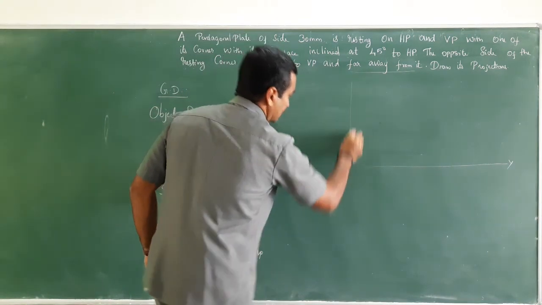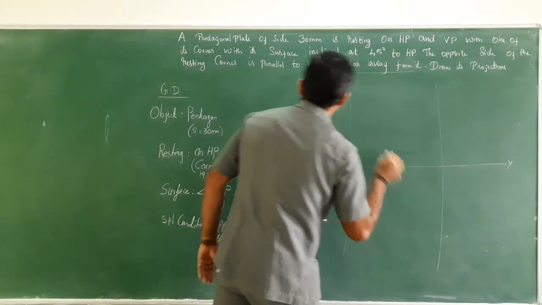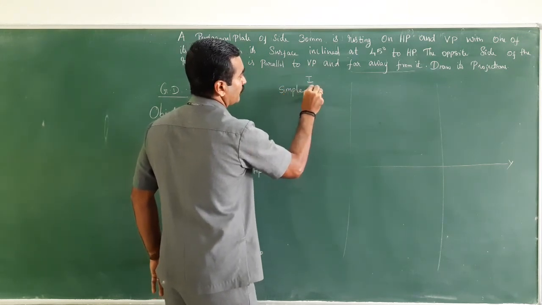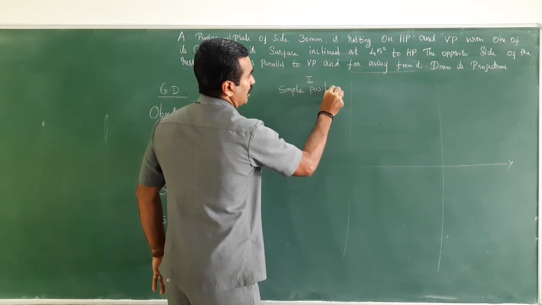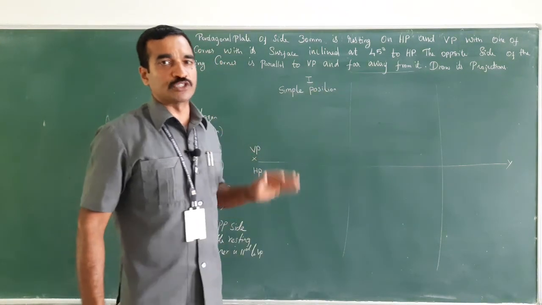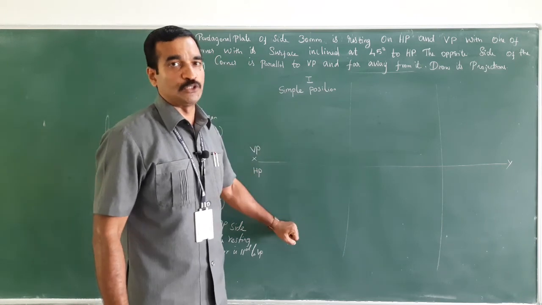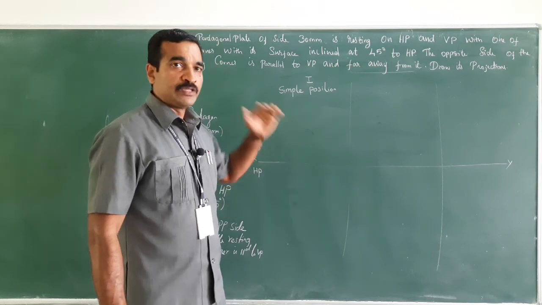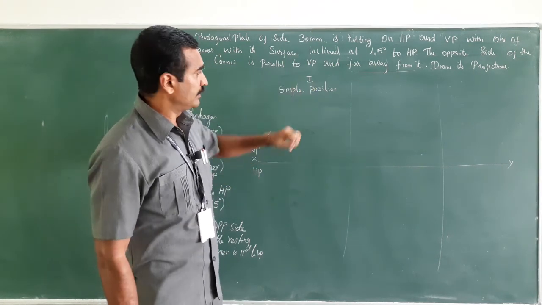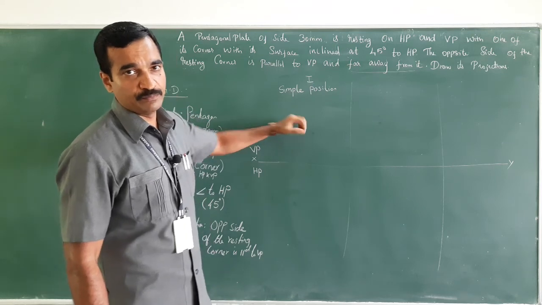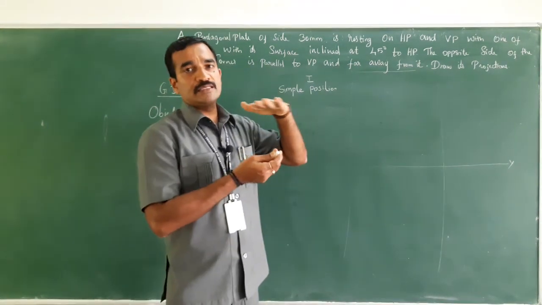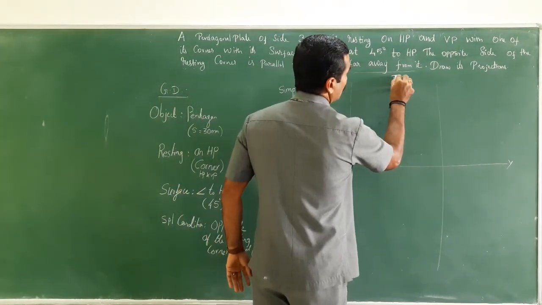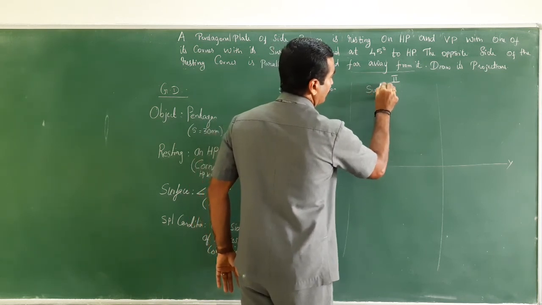So there would be 3 stages, isn't it? Stage 1 is for the simple position or simple resting. As far as stage 1 is concerned, you will have to draw the true shape, either on VP or HP. If the surface is inclined to HP, the first diagram should be drawn on HP. If the surface is inclined to VP, then the first diagram should be drawn on VP, because we make the surface parallel to one of the planes, right? Second stage, stage 2, belongs to the surface inclination.